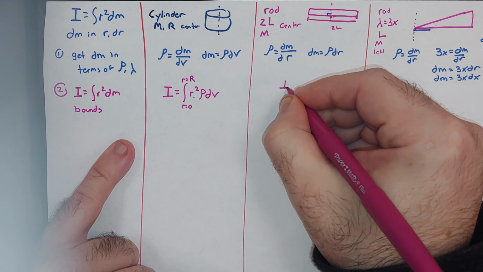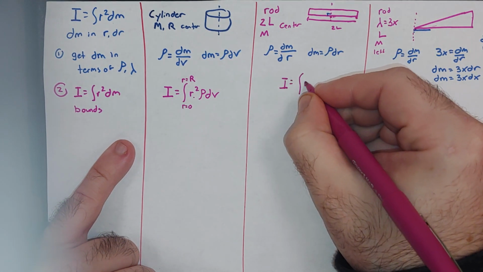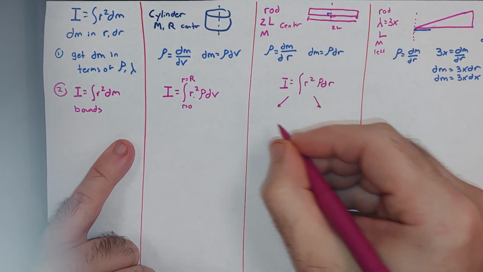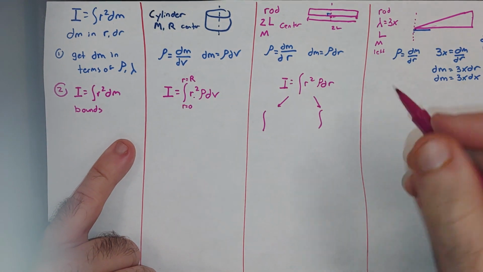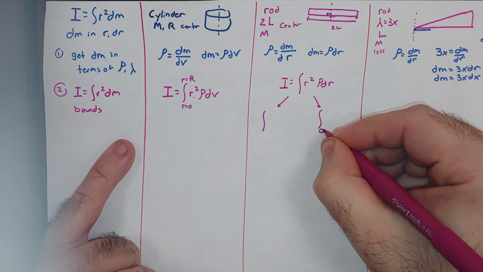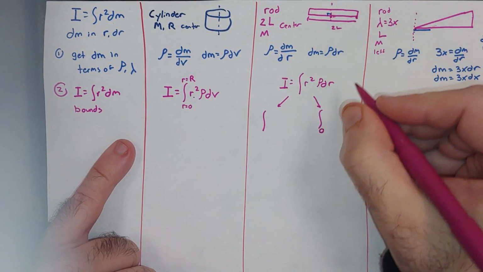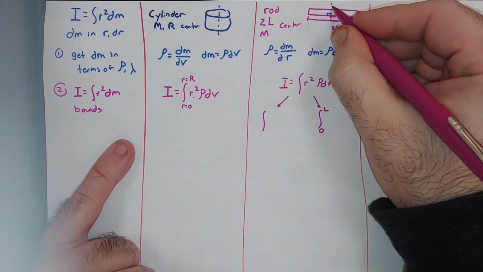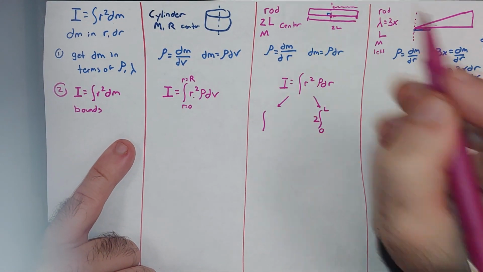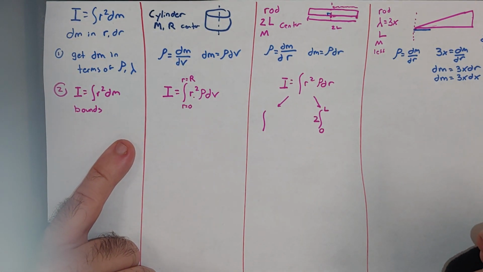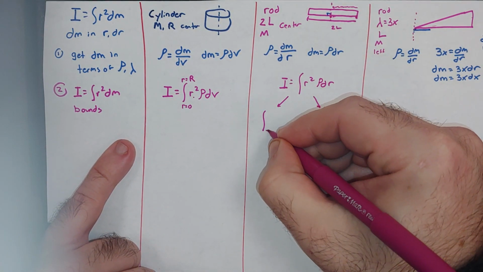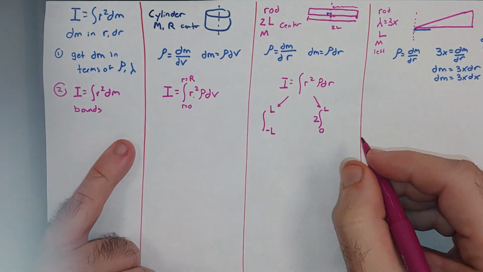In this case, integral r squared dm, that's rho dr. I actually have 2 possible bounds. The first thing I could do, since I'm starting in the middle, is I can go from this 0 point out to just L, and that covers this kind of area. And I can just multiply by 2, because that would give me the other side as well. Or I can think of it as going from here to negative L to positive L.